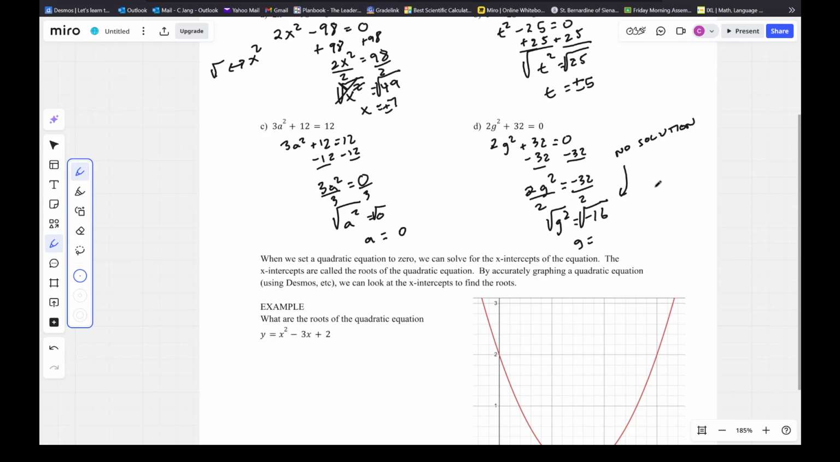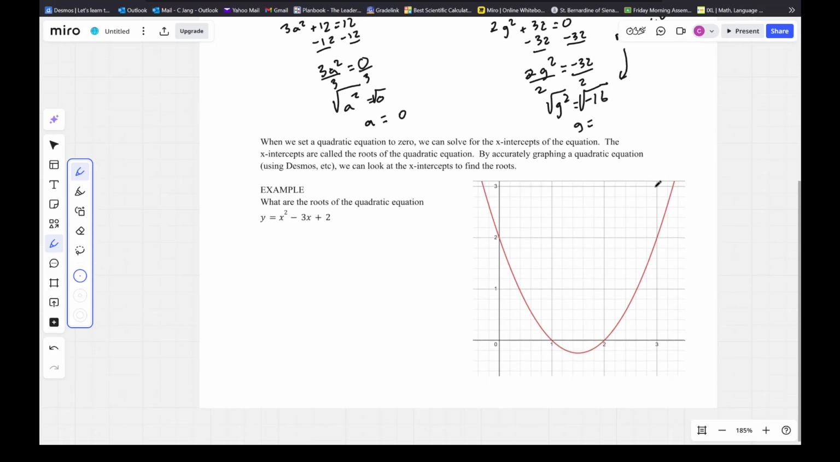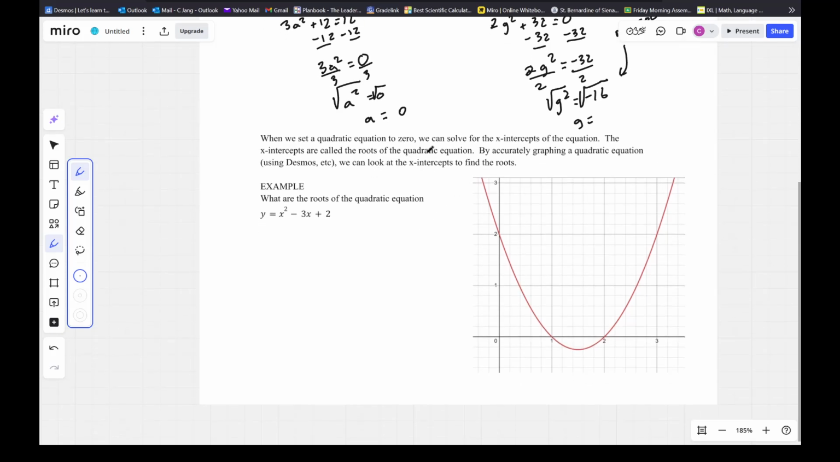When we set up a quadratic equation equal to 0, we can solve for the x-intercepts of the equation. The x-intercepts are called the roots of the quadratic equation. By accurately graphing a quadratic equation using Desmos, etc., we can look at the x-intercepts to find the roots. If we have y is equal to x squared minus 3x plus 2, we can see that this crosses the x-axis at 2 and 1.